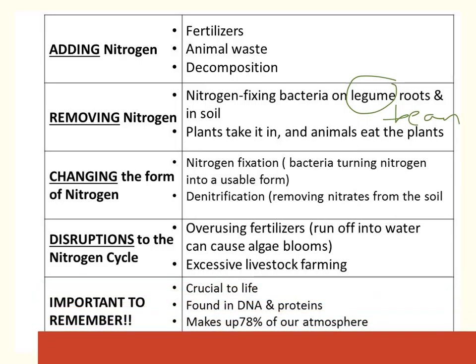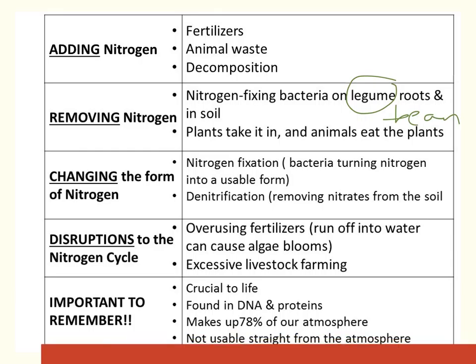So important to remember, nitrogen is crucial to life because you find it in your DNA and in your proteins, those amino acids. It makes up 78% of our atmosphere, 80% roughly. But it's not usable straight from the atmosphere, so a big part of the nitrogen cycle is making nitrogen usable and then kind of dealing with the consequences of that. So nitrogen in the atmosphere, nitrogen in the soil are both places nitrogen should be. People just have to be careful not to add too much.